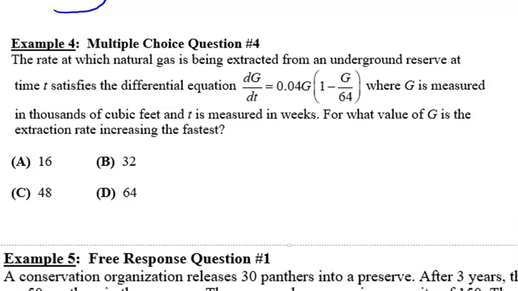When I look at this, I do need to recognize that that's logistic growth, and I see the G out here and then the 1 minus G divided by 64. That tells me that my carrying capacity is 64 as well. So my carrying capacity is 64. And the question says, for what value of G is the extraction rate increasing the fastest?